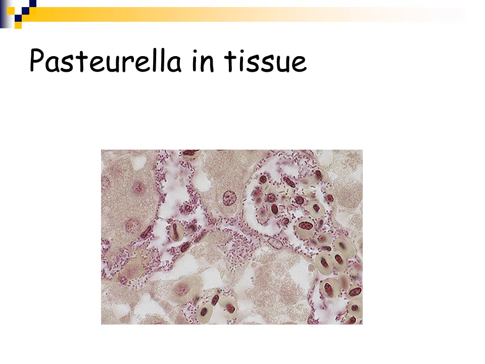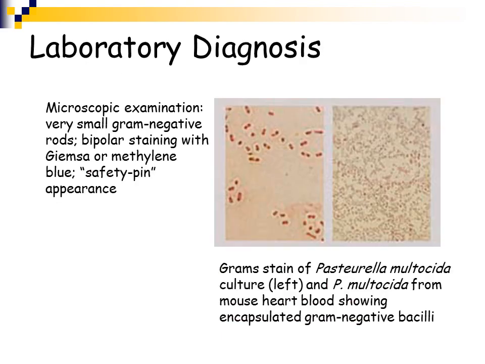Here's Pasteurella in a tissue specimen. You can see these nice gram-negative short rods. So under the microscope, usually you're going to see very tiny gram-negative rods where you get the bipolar staining, where the ends stain darker. The bipolar staining is much more prominent if you use a Giemsa stain or a methylene blue stain. It's not as prominent if you use gram stain.